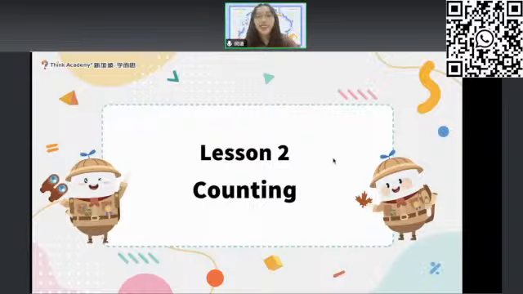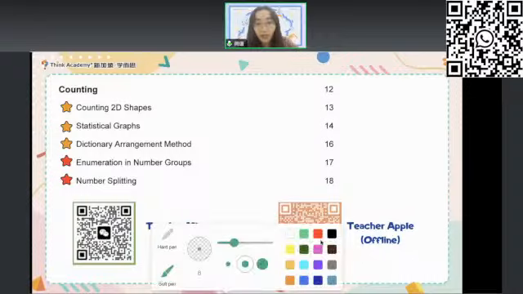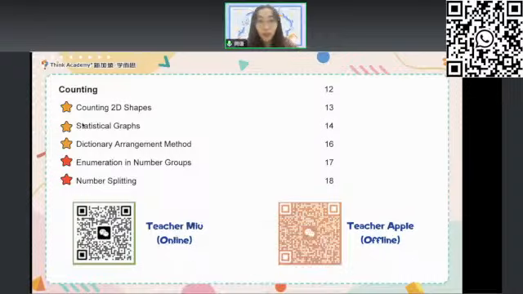For lesson 2, counting, okay? Today you can see that for counting, we already learned 5 topics, including counting 2D figures, statistical graphs, dictionary arrangement method, enumeration in number groups, and number splitting. Here again, you can see that I label them with different colors. I want to mention more: counting 2D shapes is a very popular topic in math competitions, and statistical graphs as well. Statistical graphs are also quite important in school math. So if you are P2 students, do remember to master it well, okay?